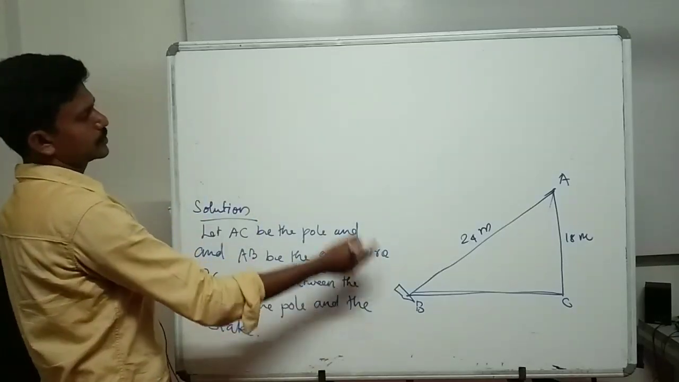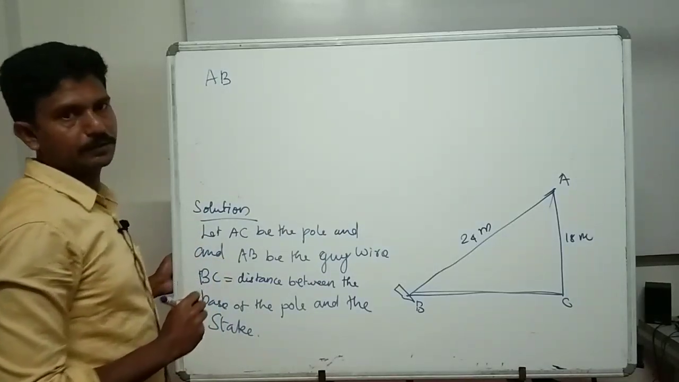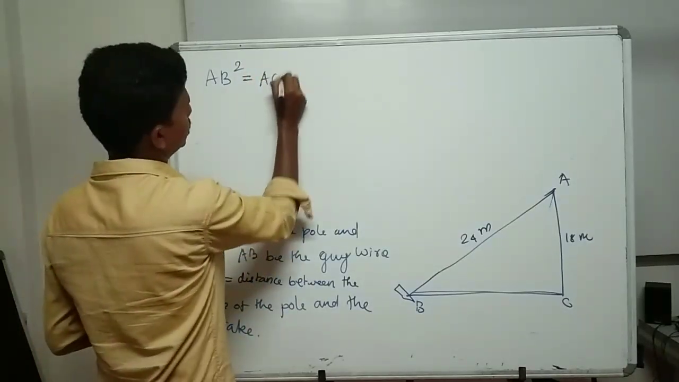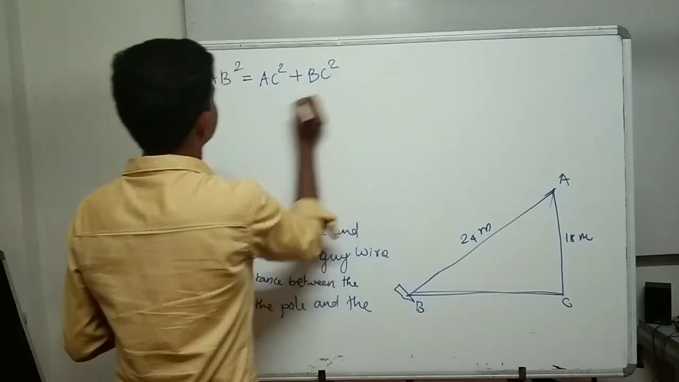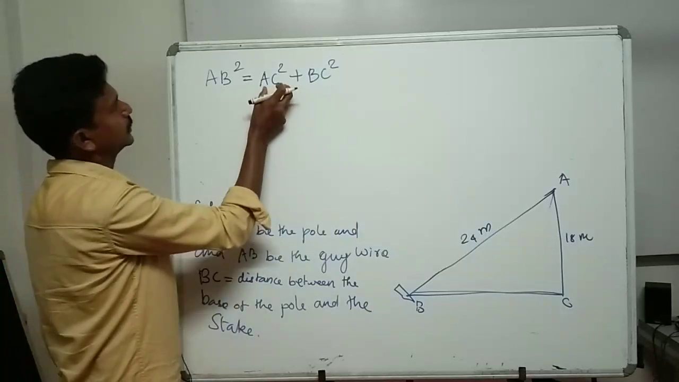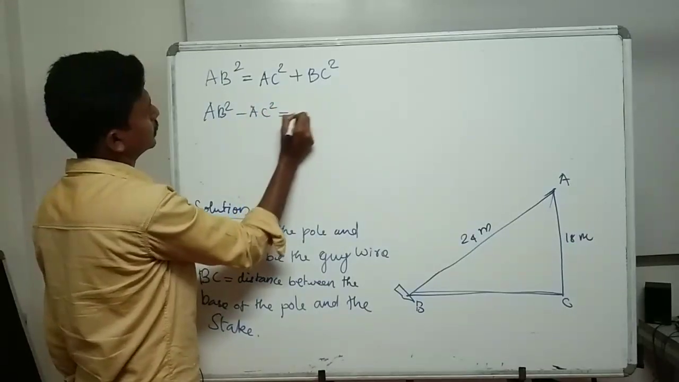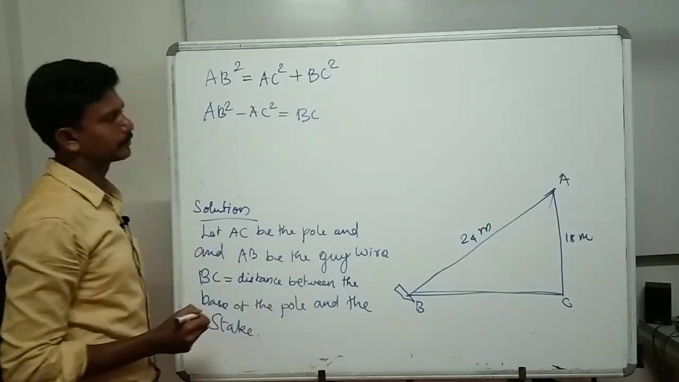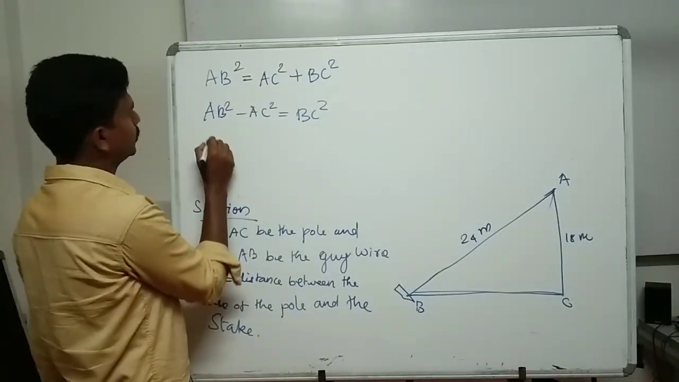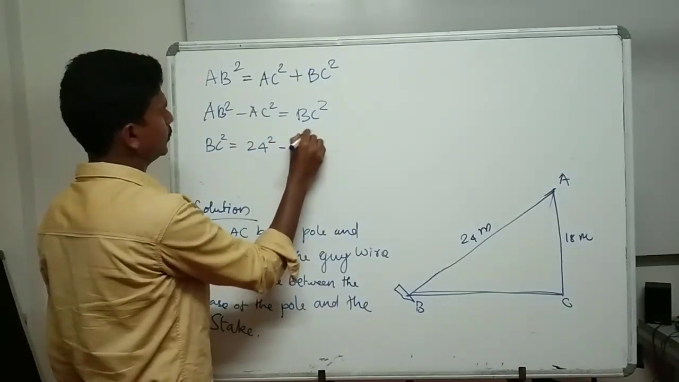So here, as we can see, AB is the hypotenuse. AB square is equal to AC square plus BC square. So we need BC here. So we can send the AC this side. So AB square minus AC square is equal to BC square. So we can write that. So BC square is equal to 24 square minus 18 square.